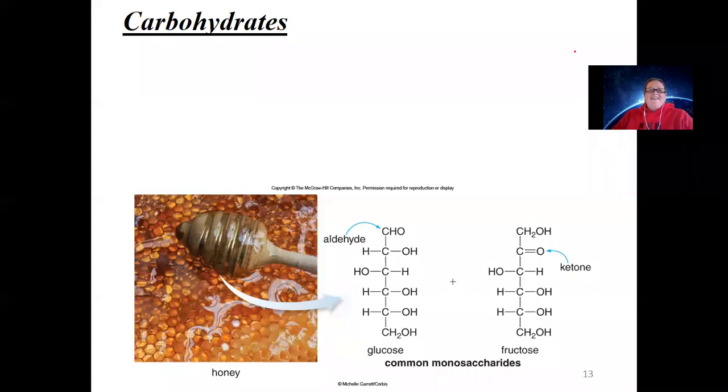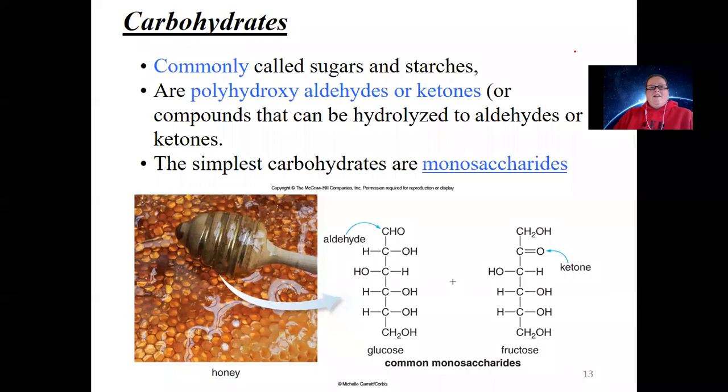Hi, in this segment of my series on carbohydrates, I'm going to do a little bit of review on monosaccharides, polysaccharides, and disaccharides. I didn't really put that in the right order. And then focus on monosaccharides. So just a reminder that carbohydrates are commonly called sugars and starches. We are familiar with them in our diets.